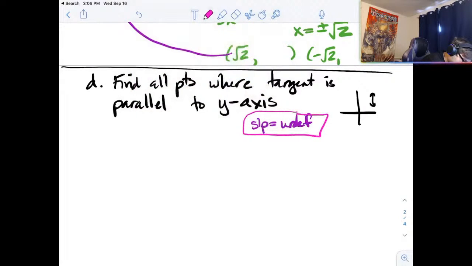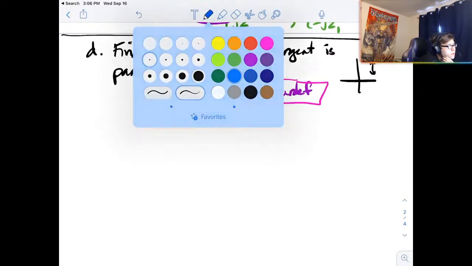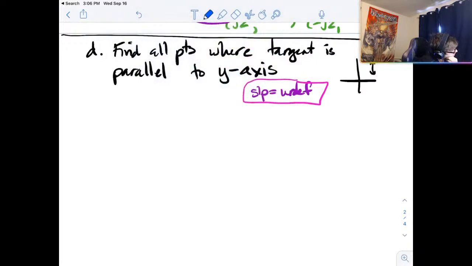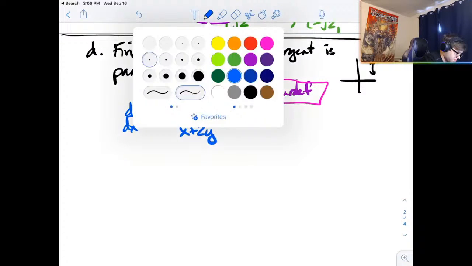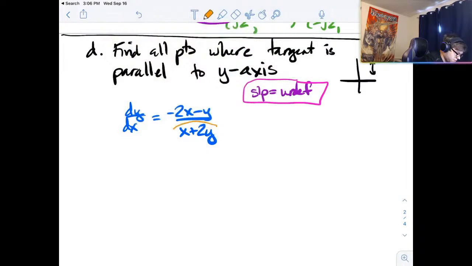If we want a tangent that is parallel to the y-axis, the slope has to go straight up and down. It needs to be undefined. So much like we did in part C, ladies and gentlemen, we know that the slope, or in other words, derivative of this expression, looks something like this. And we also know that if a fraction is going to be undefined, that happens because your denominator has been set equal to 0, okay?